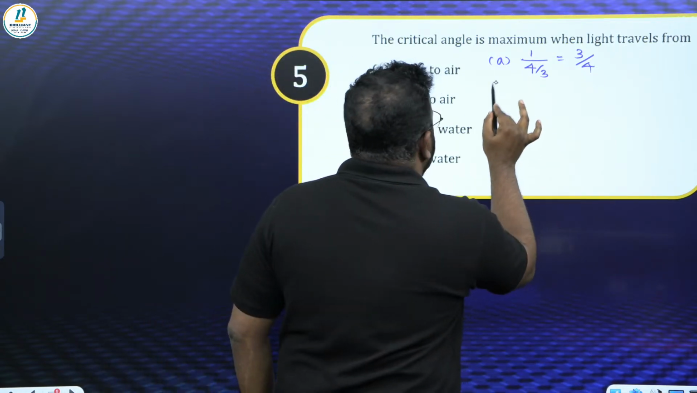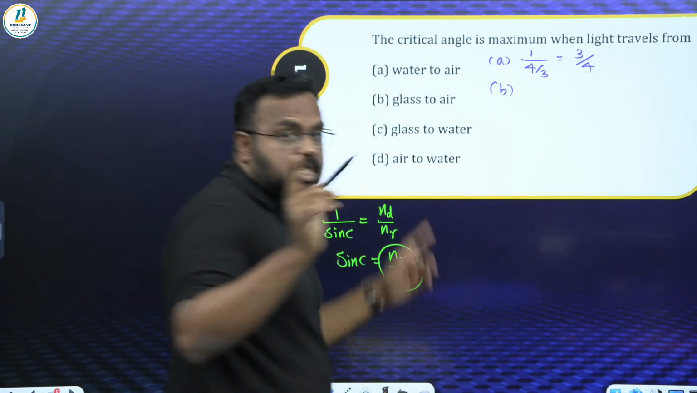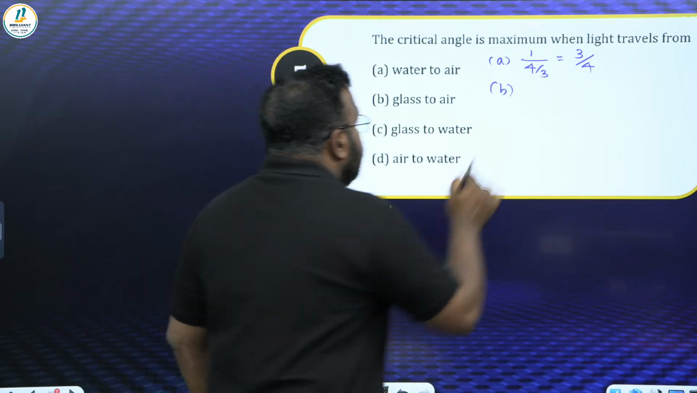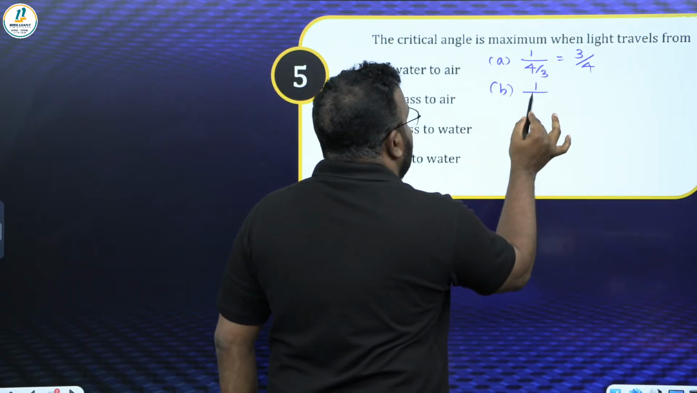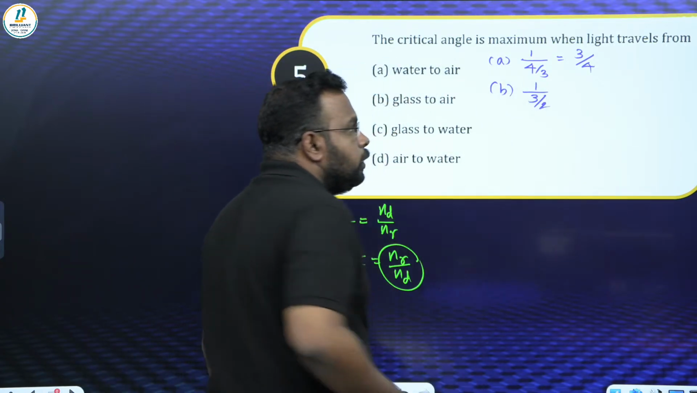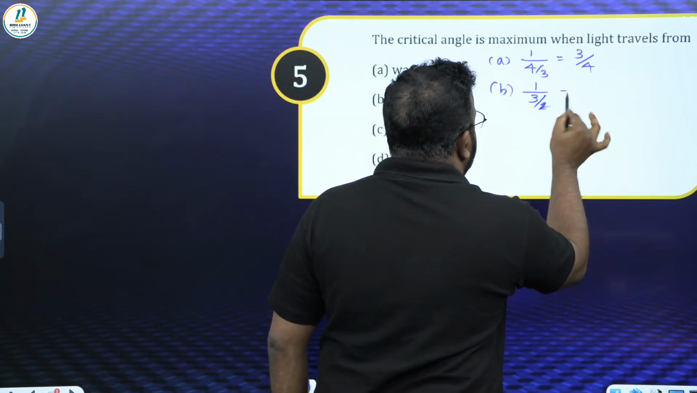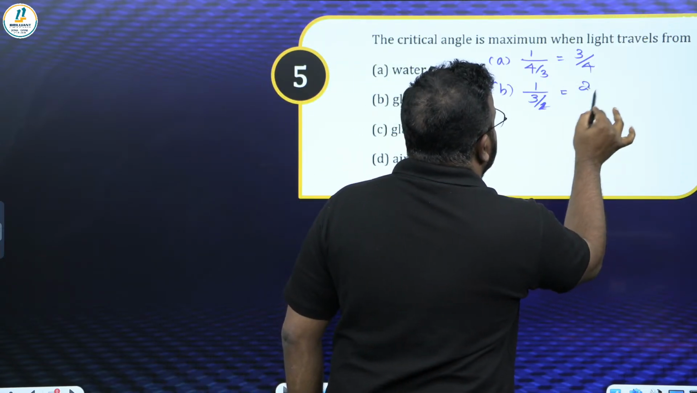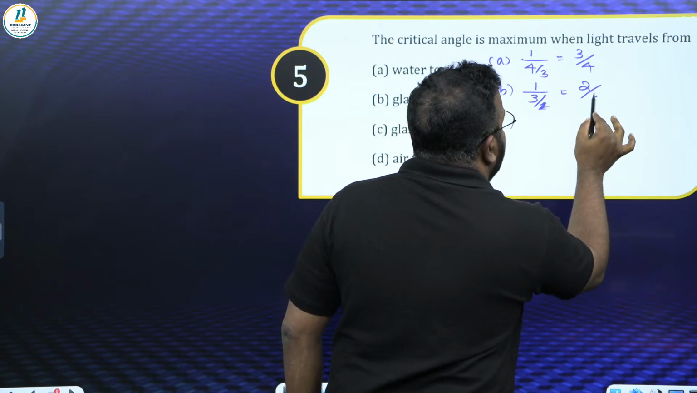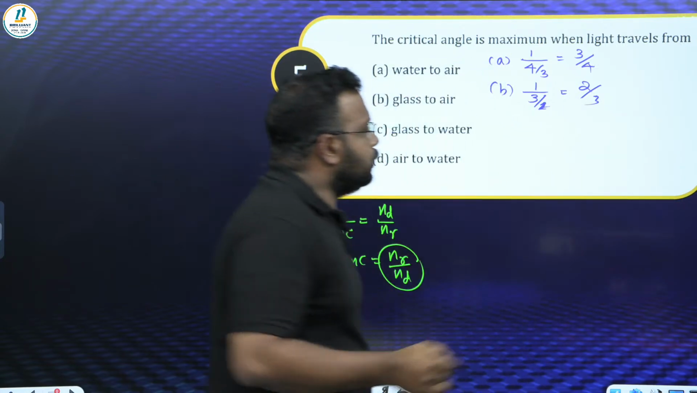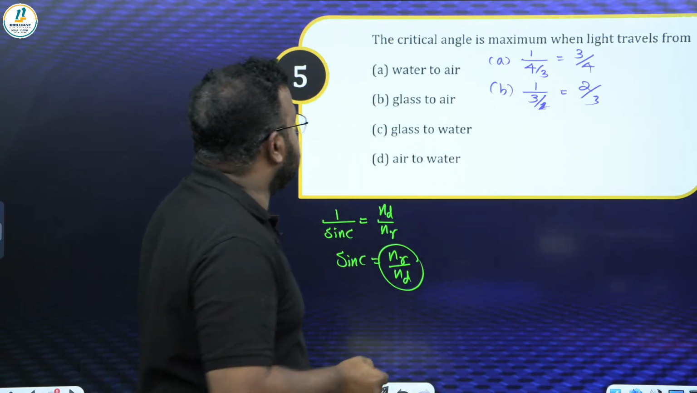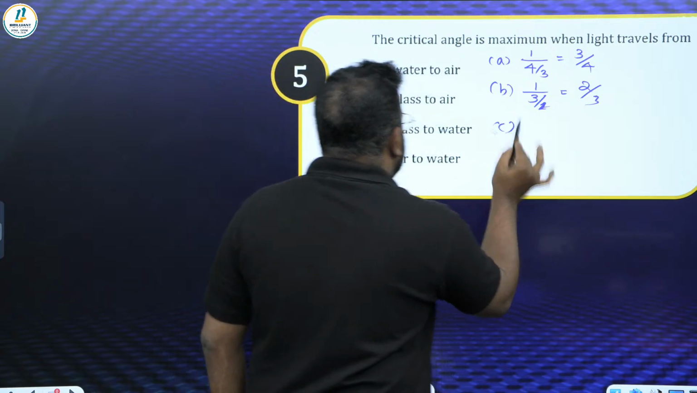Let's check B. One by one we can check. Glass to air. Air is 1. What is for glass? 3 by 2. So we get 2 by 3 here. Yes or no? 0.66 like that.